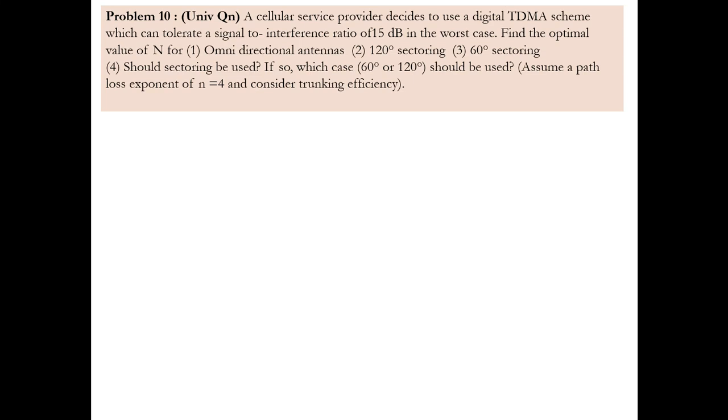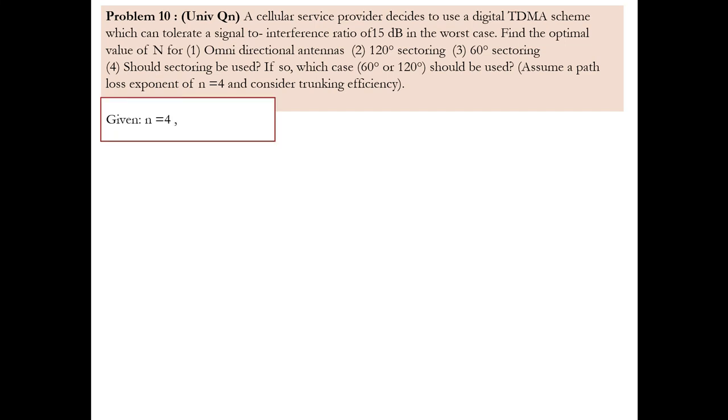This is again a university question. A cellular service provider decides to use a digital TDMA scheme which can tolerate a signal to interference ratio of 15 dB in the worst case. Find the optimal value of n for omnidirectional antennas, 120-degree sectoring, and 60-degree sectoring. And the fourth question they have asked, should sectoring be used? If so, which case should be used? Assume a path loss exponent of n is equal to 4 and consider trunking efficiency.